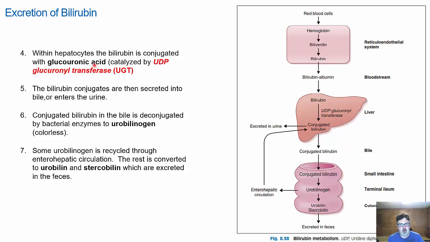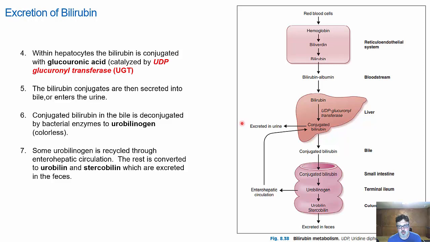Now, not all of the bilirubin will get conjugated. We'll talk about how that works later on, but some of this conjugated bilirubin will be released into the kidneys or filtered through the kidneys, where it can be converted into urobilinogen and then into urobilin, which gives urine its yellow pigment color.